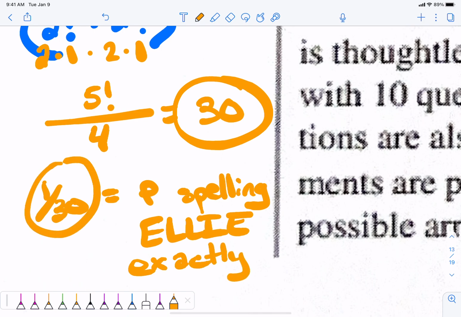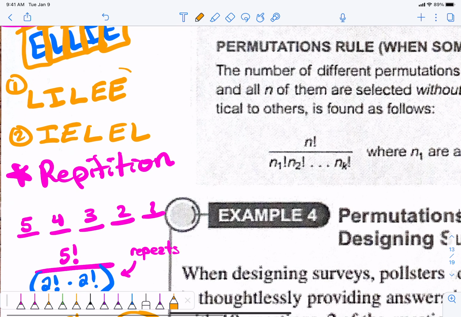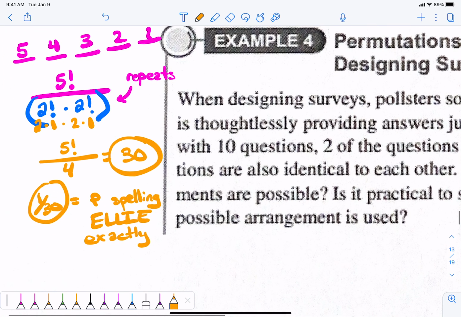I have a 1 in 30 chance of pulling those out in the exact order to spell Ellie exactly. Does that make sense? I've divided out the repeating ones. There is only 1 out of 30 that is that exact combination. Otherwise, they're just non-words like these ones were. Makes sense? So let's look at the formula that they've done up here.